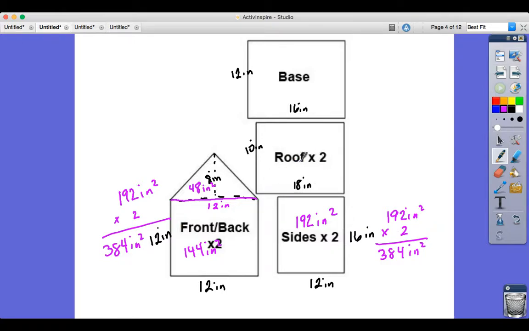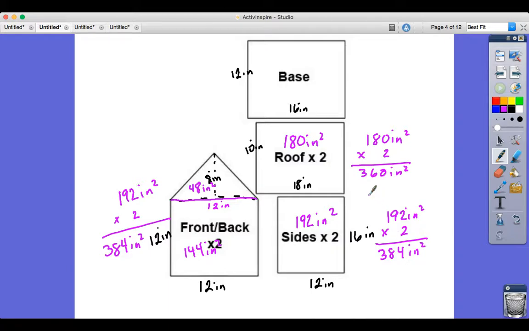Now the roof on top is 10 inches by 18 inches, which is going to give us 180 inches squared. But again, how many do we have? We have 2 of them. So 180 inches squared times 2 is 360 inches squared.